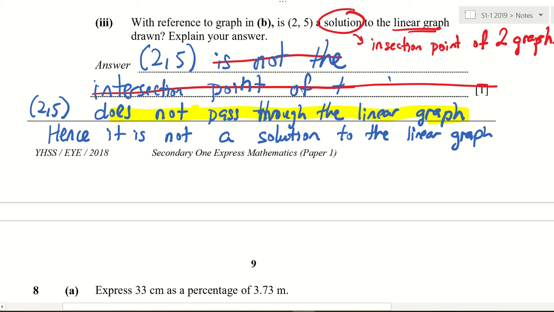Okay, now I change the question. Is 2, 6 a solution of the linear graph? Answer is yes, because it passes through the line. Now you understand? Get that?